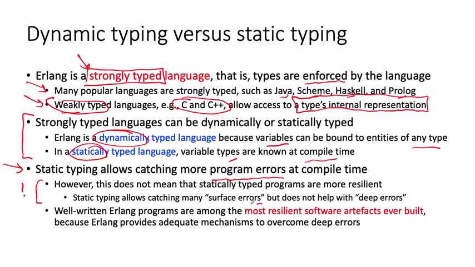Static typing allows catching surface errors, like simple errors, but deep errors, errors of logic, are not easy to catch using static or any other system. So Erlang programs, even though they're dynamically typed, are the most resilient software artifacts ever built. So an Erlang program is much more resilient, for example, than a program written in any statically typed language, such as Haskell, because Erlang provides the mechanisms to overcome the deep errors. And so that's what we're going to see in this course.